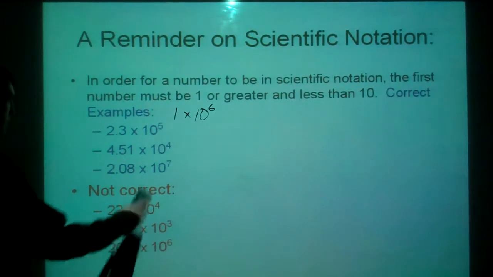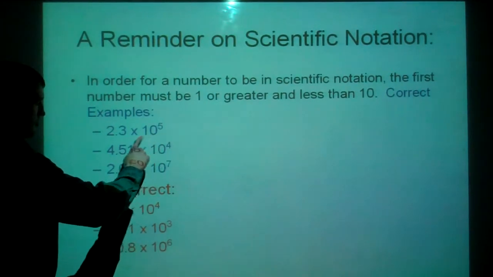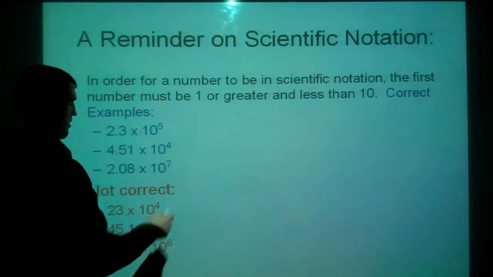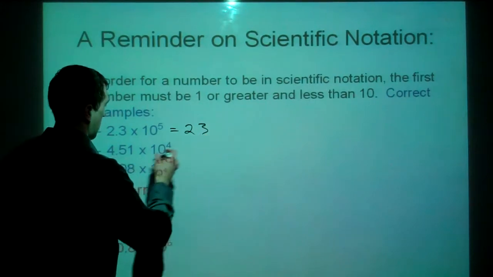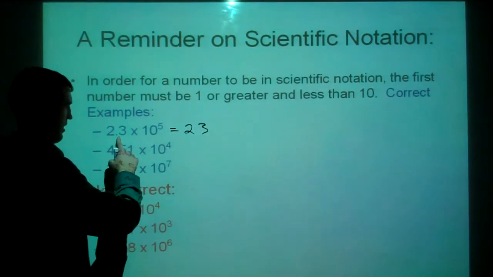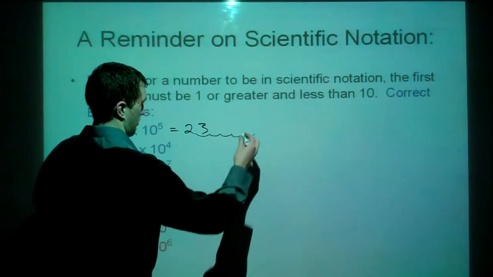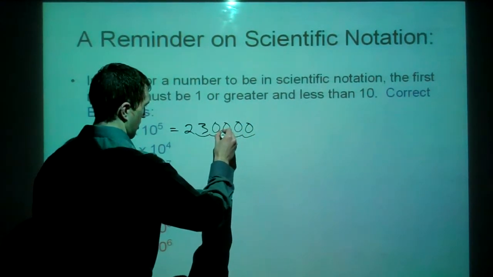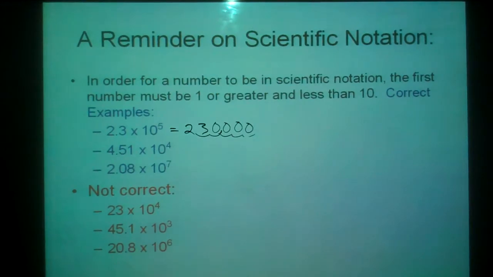So let's look at those numbers and make sure we remember. Remember this exponent, when multiplied by a power of 10, just moves our decimal to the right, as long as this is positive, and we'll get into the negatives later. So this is 2.3. We're going to move our decimal 5 spots to the right. 1, 2, 3, 4, 5. And any space that we have, we fill with a 0. So this number is 230,000 in standard form. Okay?